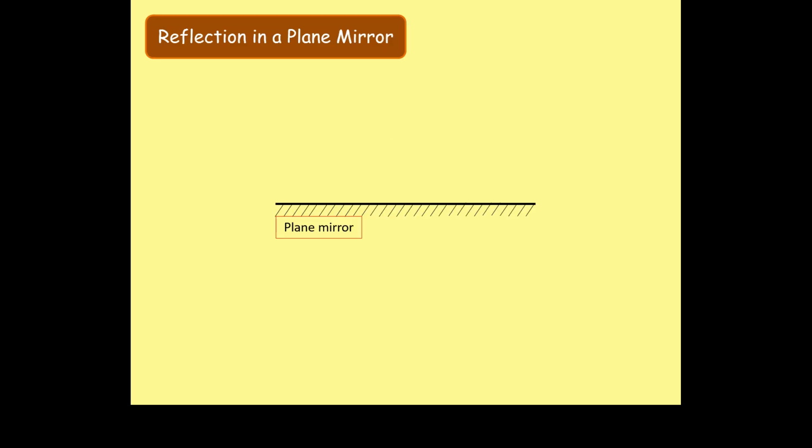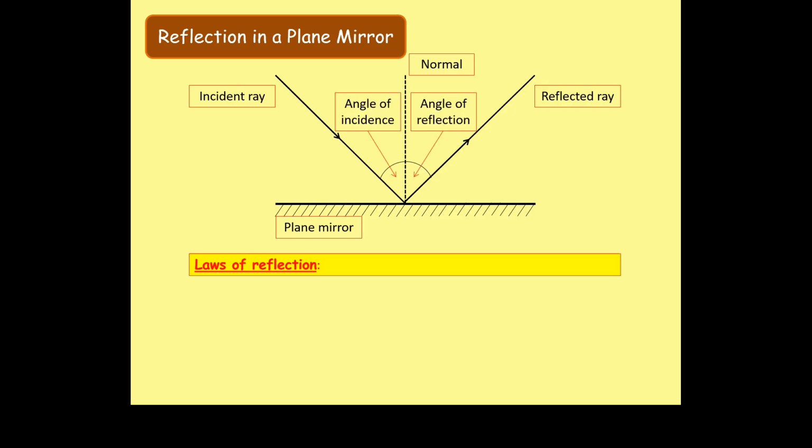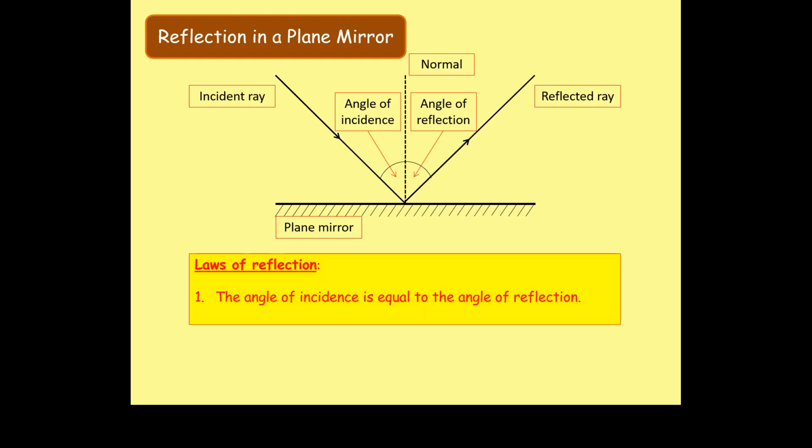So, what we learned in the first slide is that here is the incident ray and here is the reflected ray, and this angle of incidence is equal to the angle of reflection. This is the first property of light, which is nothing but the reflection property of light.